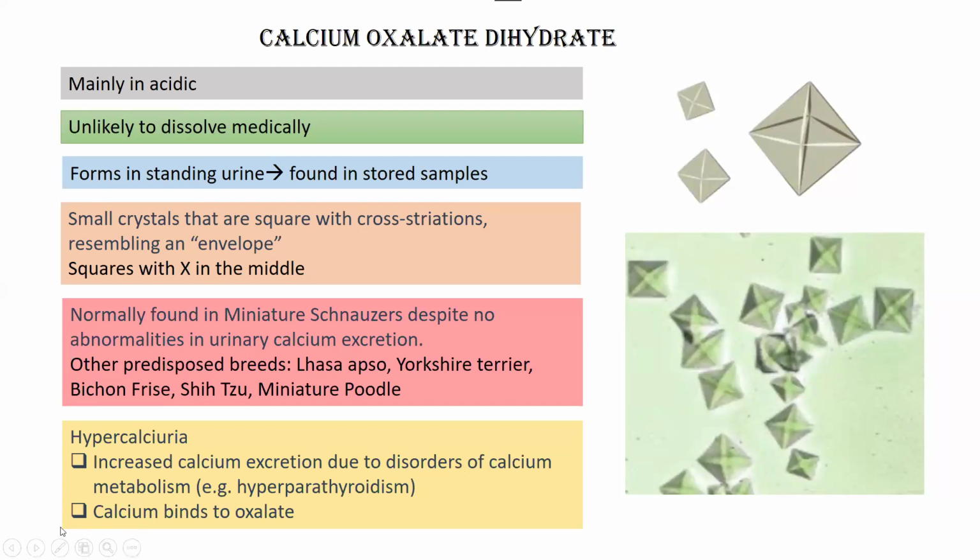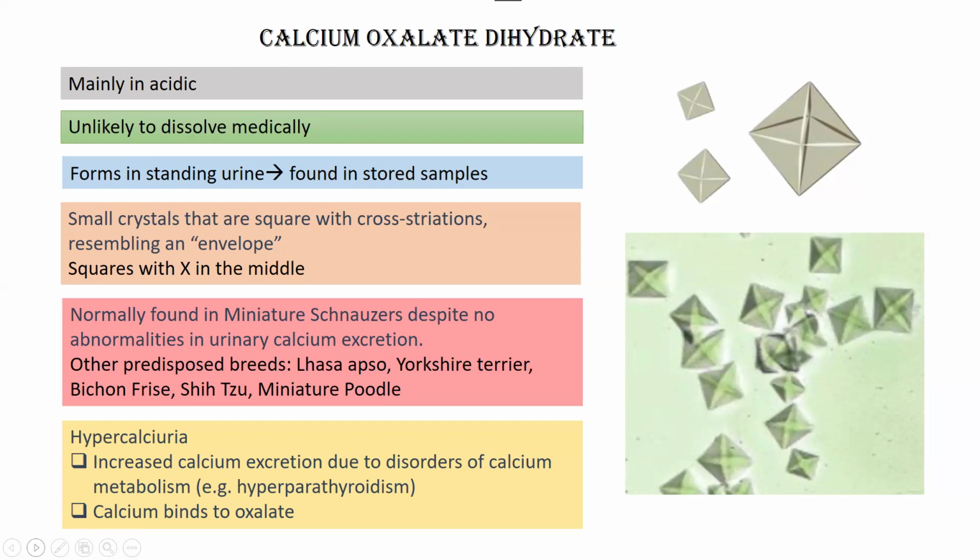As far as its shape is concerned, these are small crystals that are square with cross striations resembling an envelope. And these squares have a perfect X in the middle. You can see in these images. These are normally found in miniature schnauzers despite no abnormalities found in their urinary calcium excretion. Other breeds that are predisposed, you should remember these: Lhasa Apso, Yorkshire Terrier, Bichon Frise, Shih Tzu, miniature poodle.